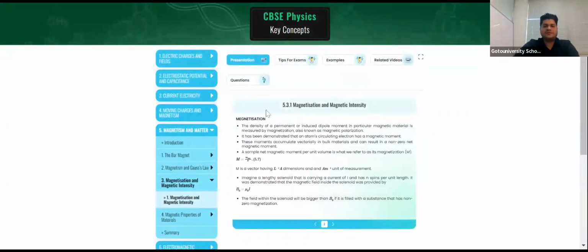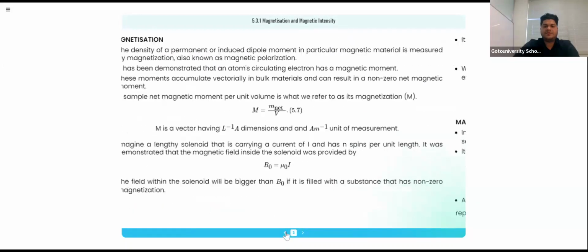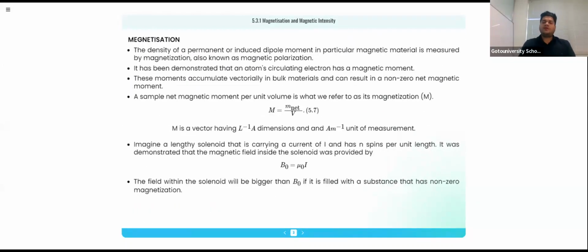Intensity. What do you mean by magnetization and what do you mean by magnetic intensity? We don't have a derivation for this, but we have formulas, and for remembering the formula, I think I should explain the derivation. It's not a very lengthy derivation, but still, let's see. The next one is magnetization.